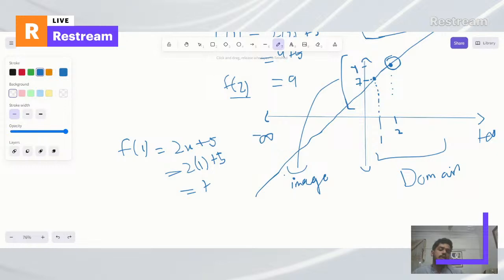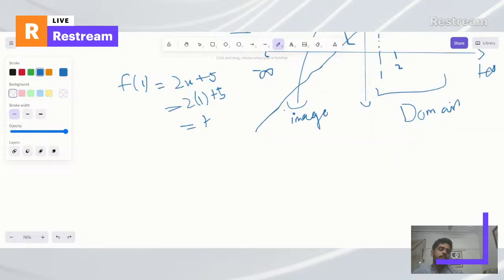So the domain of a linear function would be, so the domain is written in form of x. Okay, so domain of a linear function would be real numbers. Any real number, whether it be a positive real number or a negative real number. All right, so that would be the domain for this specific function, which is 2x plus 5.